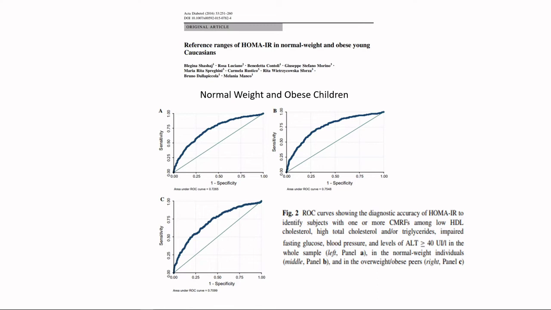to compare HOMA-IR accurately identifying subjects with any cardiometabolic risk factors, including total cholesterol and/or triglycerides greater than the 95th percentile, HDL under the 5th percentile, impaired glucose tolerance, and ALT levels greater than 40 units per liter. They concluded that the 75th percentile is an accurate representation to suspect more cardiometabolic risk factors in these populations. The 75th percentile for the entire population was 3, 1.7 in normal weight children, and 3.4 in obese children.